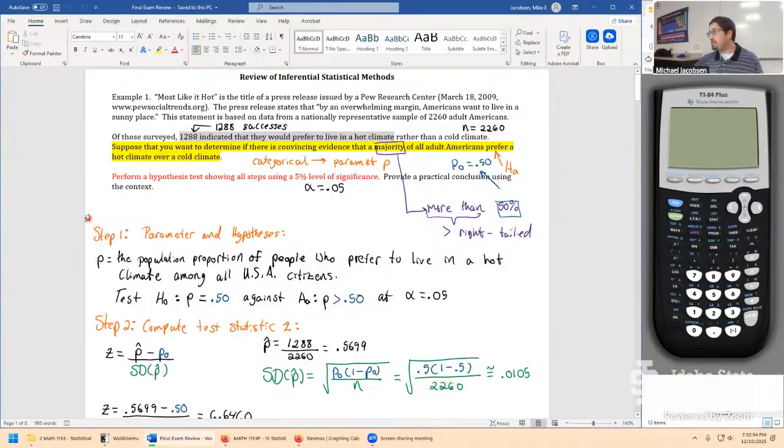So this problem was about successes, where out of a national sample of 2,260 Americans, 1,288 indicate they would prefer to live in a hot climate. In yellow is the alternative hypothesis. We're looking for evidence that a majority, so more than 50%, a right tail test, prefer to live in a warm climate. And that's why the alternative hypothesis looks like this. HA is that P is greater than 0.50. And P is the true proportion of all Americans who prefer to live in a hot climate among, I guess that's redundant, USA citizens.